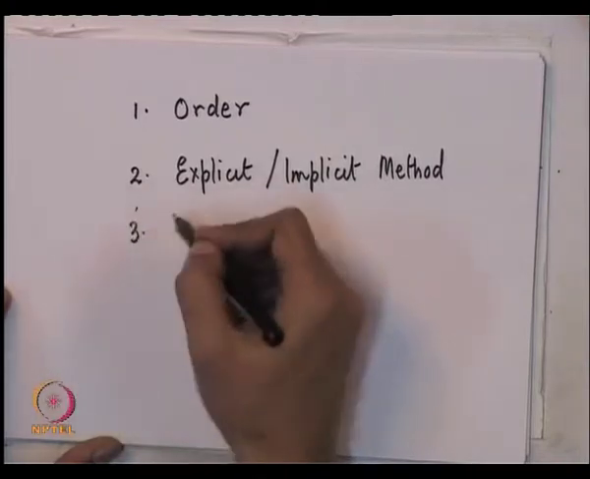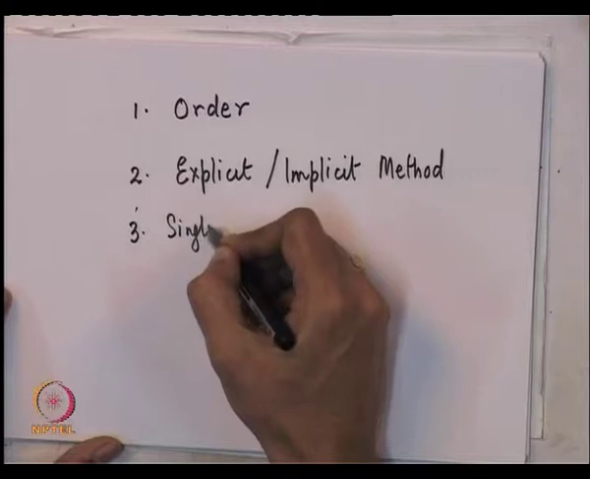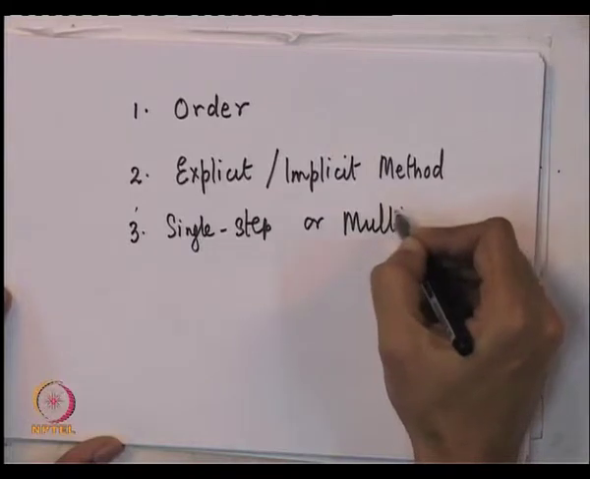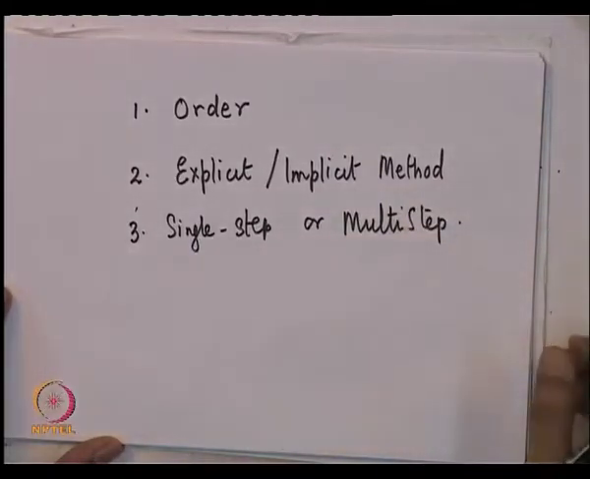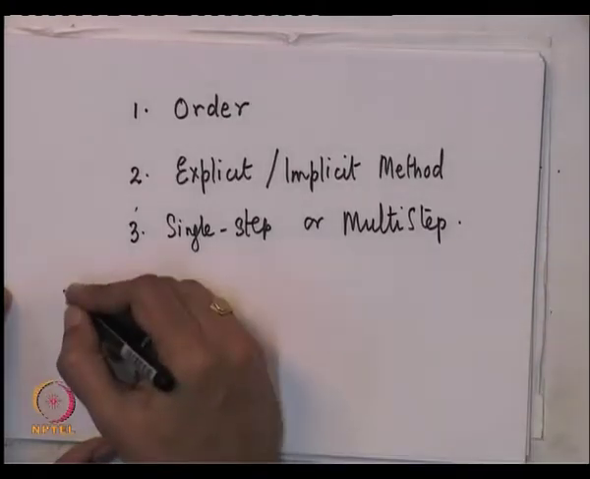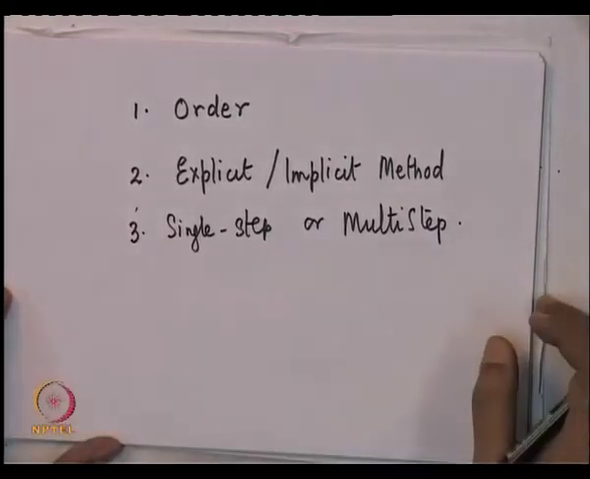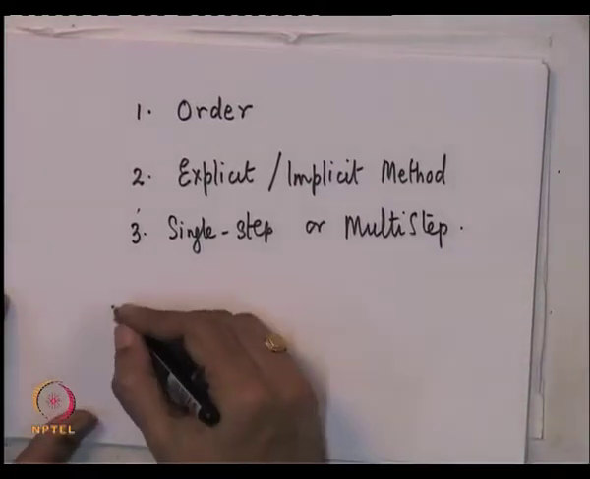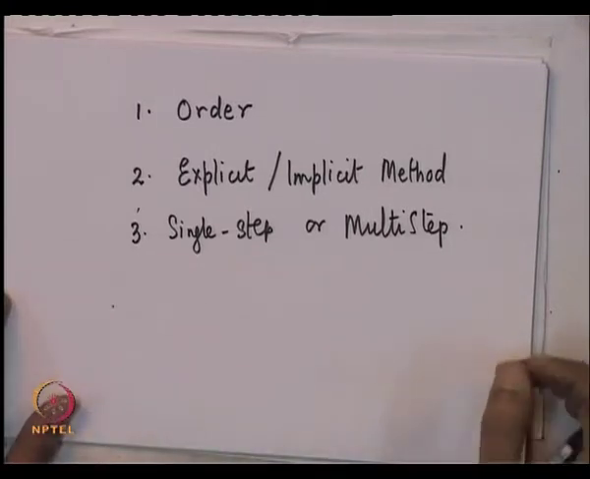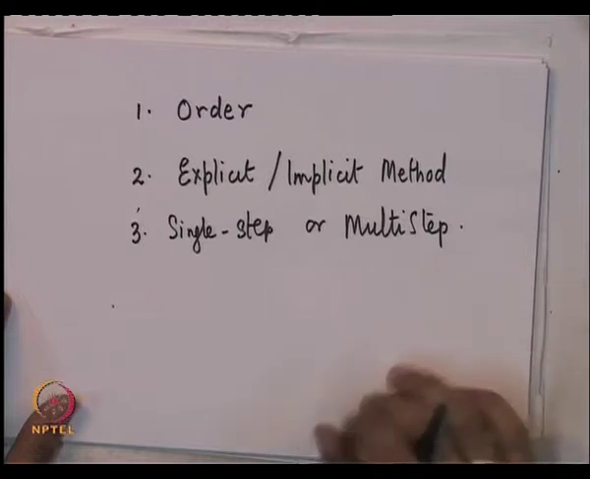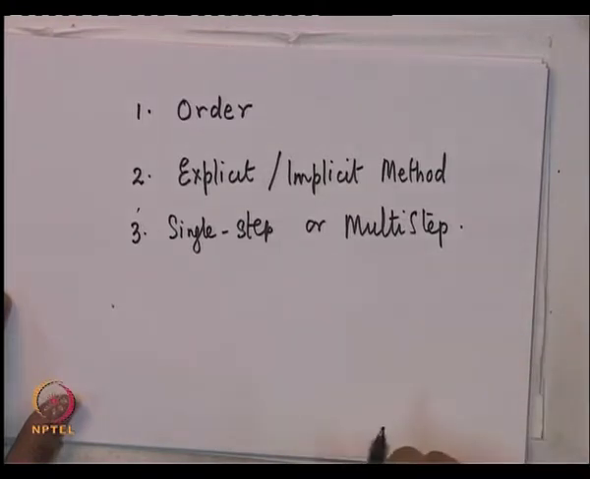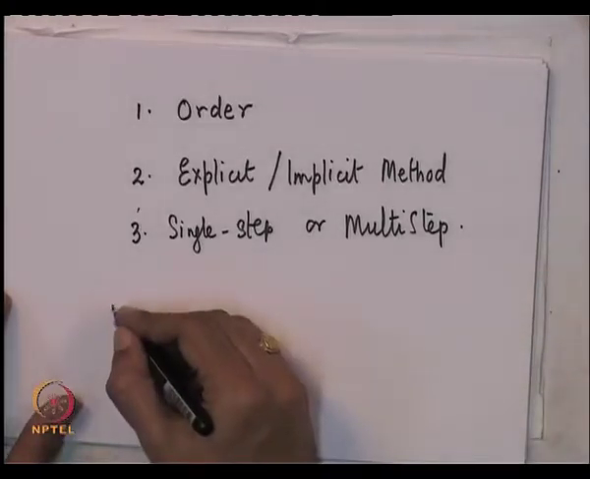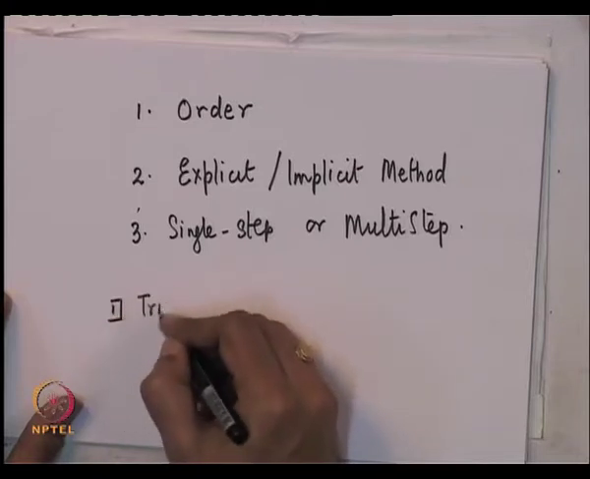The third thing which you will come across is whether it is a single step or a multi-step method. Now, there are two errors which result whenever we use a numerical integration method. One of the errors is because the discretization is almost always an approximation, like the Euler method is an approximation of the original continuous time system. That error, which is introduced because of the approximation, is called truncation error.